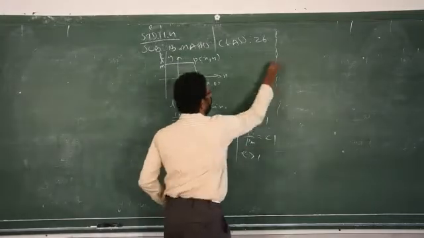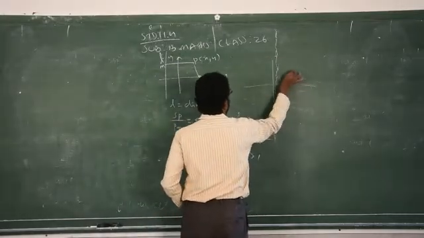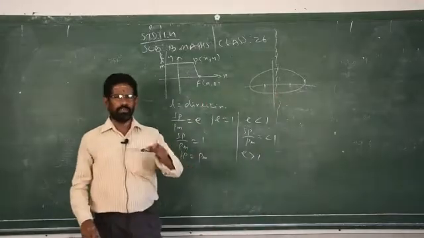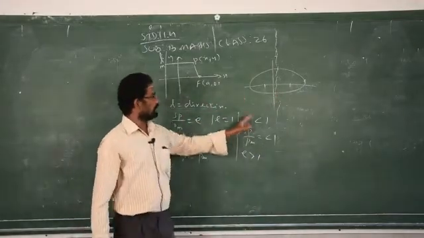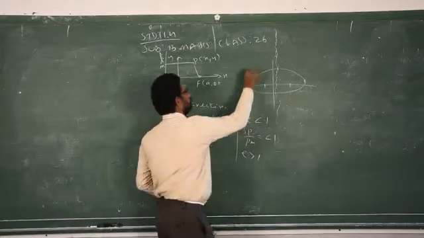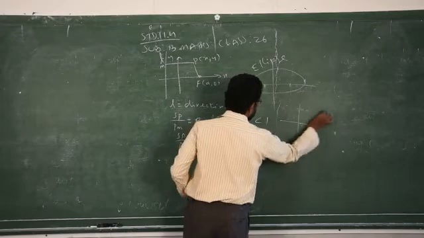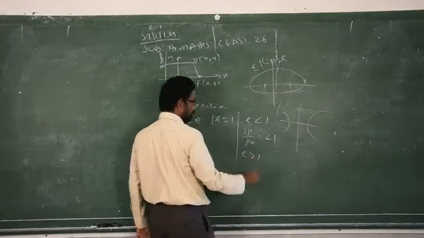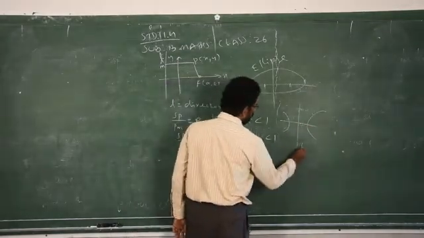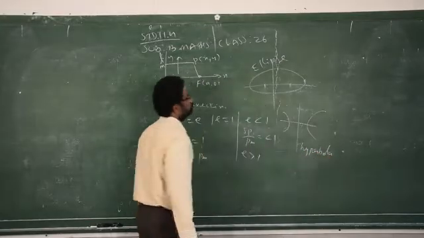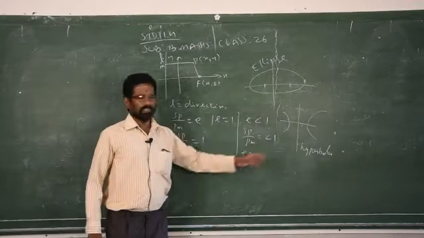Ellipse is in the shape of an oval. That is not necessary for you. Just for explanation purposes, I drew it. This is called an ellipse. And this one is a hyperbola. This is for when e is greater than 1. This is called a hyperbola. So these two are not necessary.